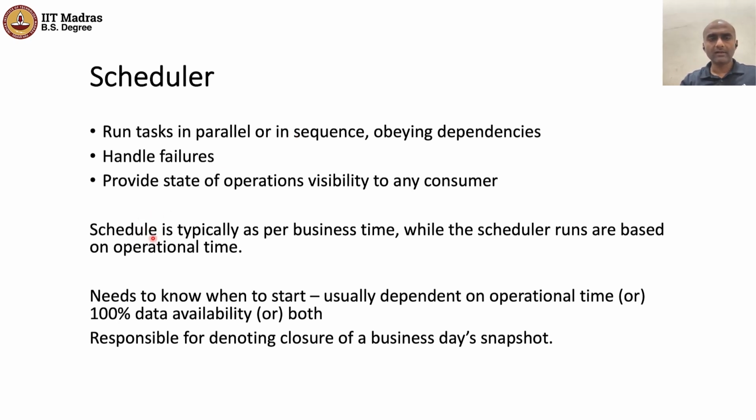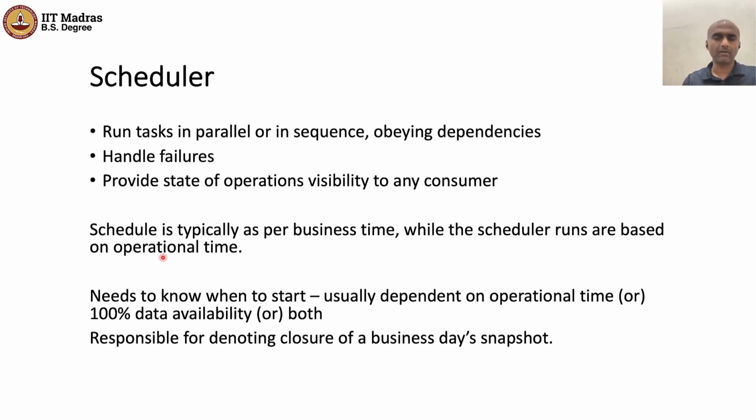So the schedule that the scheduler uses is typically as per business time, because ultimately what's getting populated is a target table in the integrated layer. The scheduler runs themselves, though, are on operational time. So if you go back to the ETL example, the ETL ran at December 2, 8 a.m. for the business revenue to be computed per business day. So that's operational time. But the schedule was actually being run for populating December 1's revenue, December 2nd's revenue, December 3rd's revenue, which is actually business time. So the scheduler is one of the few software pieces which transcends both these times, right?